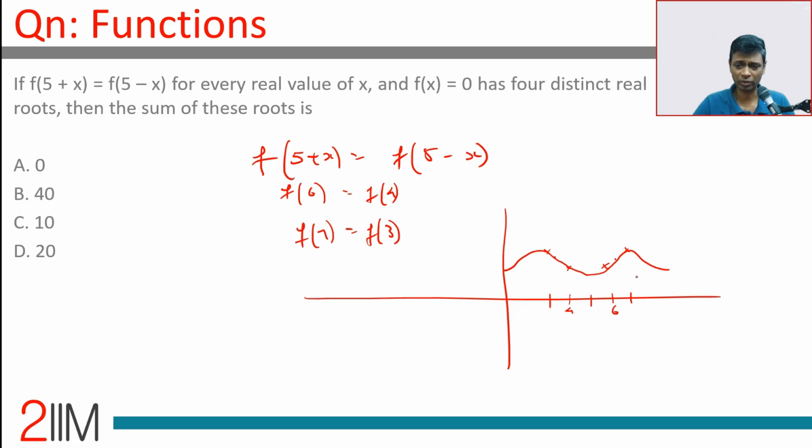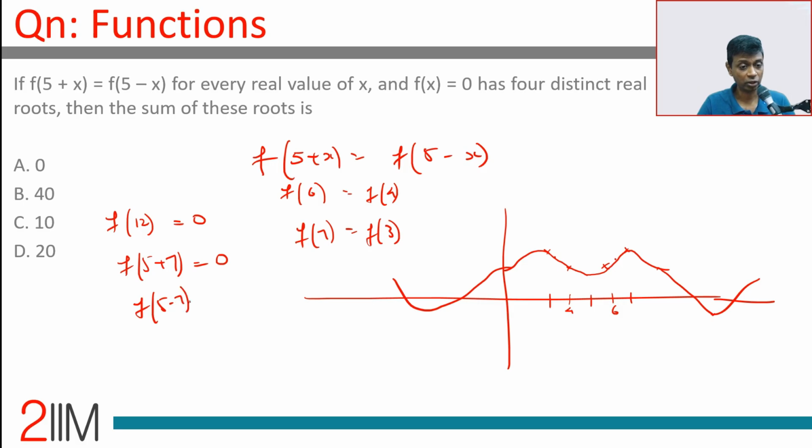So let's break this framework. Let's assume that it cuts somewhere here and then cuts somewhere here. 2 roots. Therefore, it will cut here and cut here. 4 roots. Now we are on to something. There are 4 roots. Think about it. If f of 12 were 0, assume that 12 is a root. That means f of 5 plus 7 is a root. That means f of 5 minus 7 should also be a root. F of minus 2 should be a root.